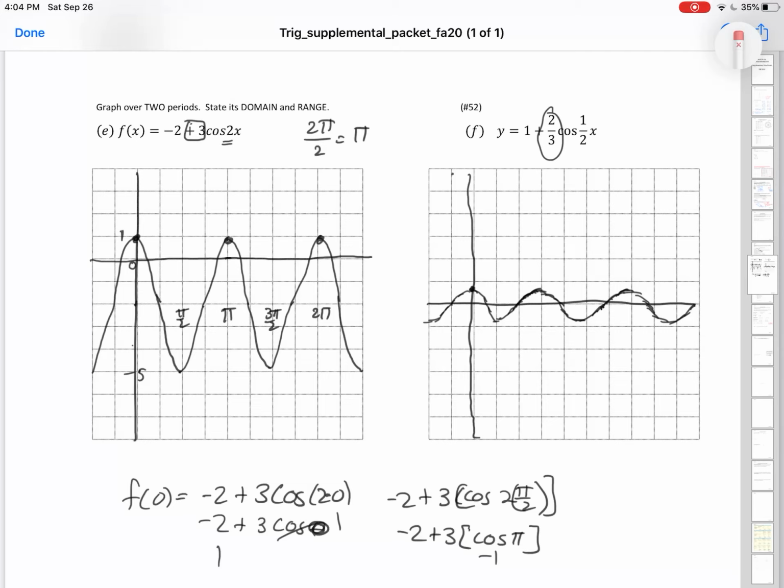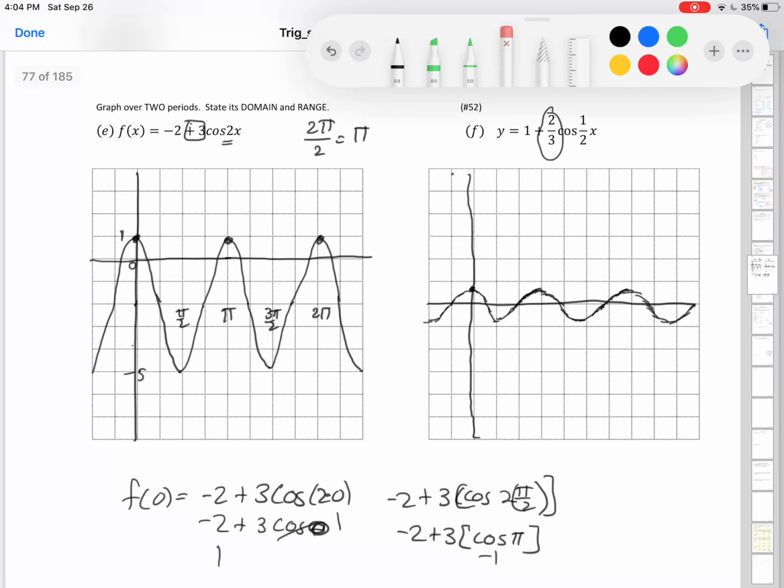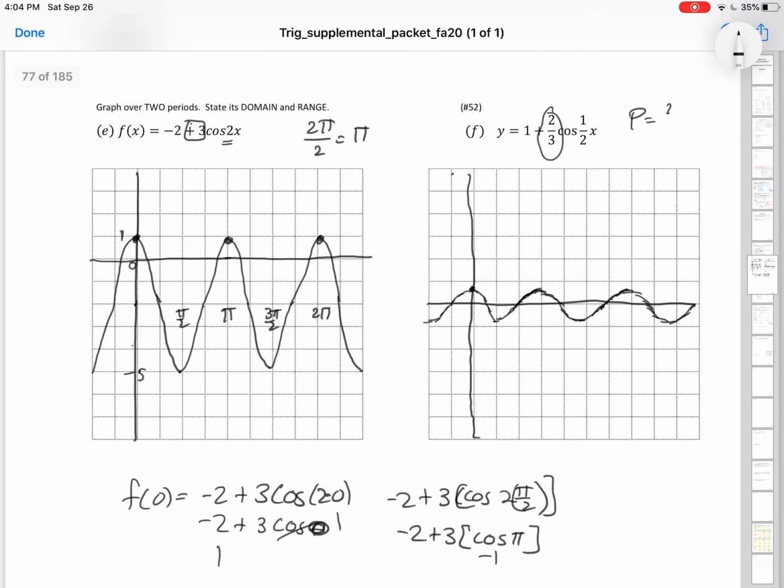Now, what else is happening? 1/2 x, I get a period adjustment. What's my new period? My old period was 2 pi, now I'm going to divide it by half. My new period is going to be 4 pi, right? Because we're great with fractions and complex fractions. We need to be. So down, back up. So right here should have been 2 pi, but now it's 4 pi, which means right in the middle is 2 pi.